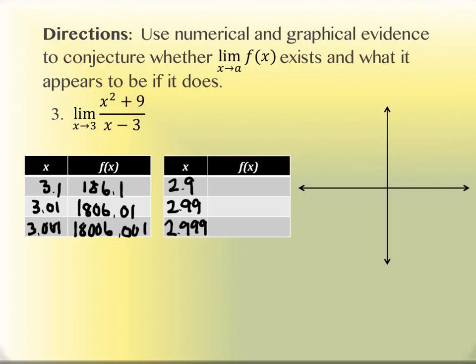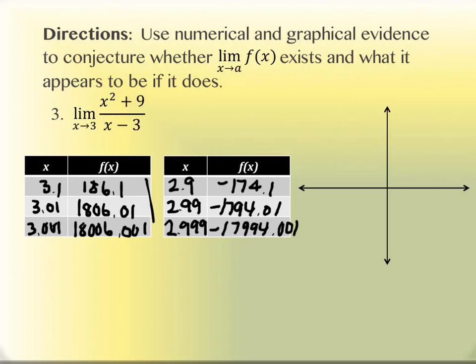All right, the other half of my values, I have negative 174.1, negative 1794.01, and negative 17994.001. They actually all terminate. All right, so we're going to compare the two tables that I have set up.